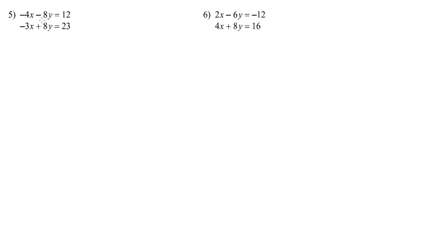First, we need to get rid of this negative 8y. So we're just going to take it and move it to the other side. And when we do, it's going to go from being a negative 8y to being a positive 8y. So now my equation is going to read negative 4x equals 12 plus 8y. And I still need to get x alone, so I need to divide everything by negative 4.